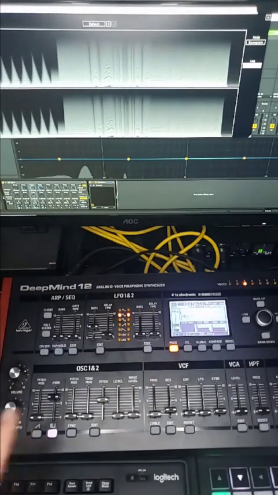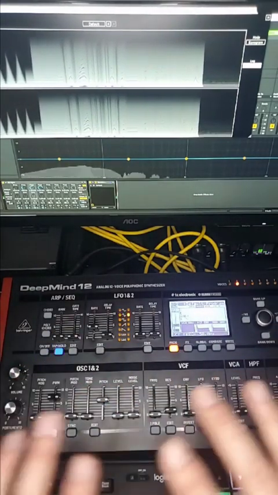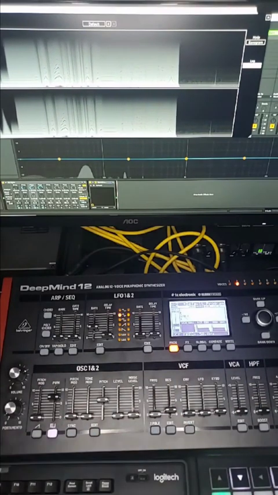Every synth offers its own unique modulation capabilities, but the possibilities are endless. And that's all for modulation and LFOs.